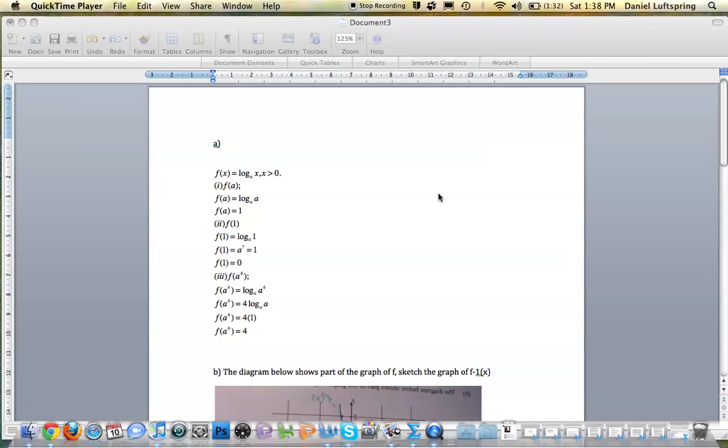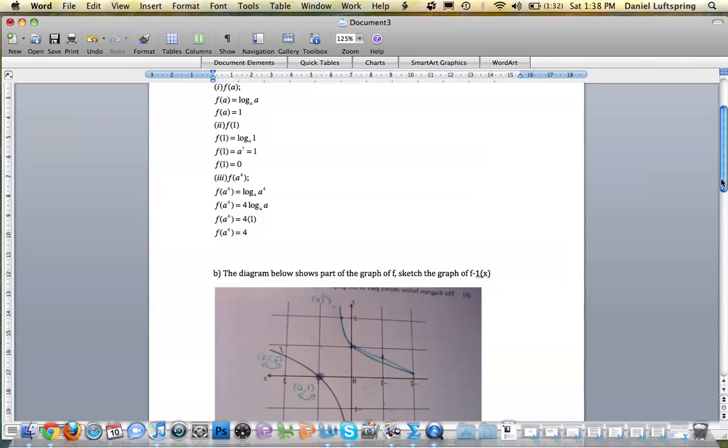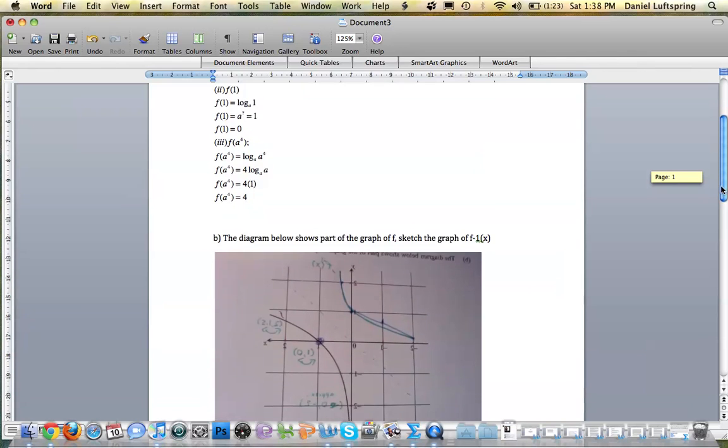In part 3 you have f of a to the power of 4. Again, you sub it into your equation, and then you're going to get log a to the 4 base a. You bring the 4 down, and then you have 4 log a base a, which of course we know is 1. And then your answer is 4.